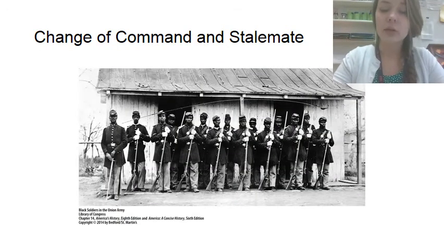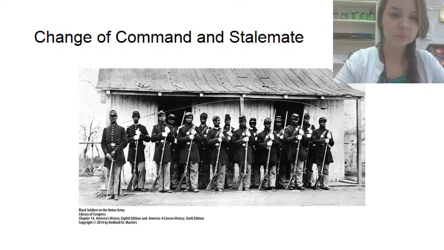So, another piece when we talk about the Civil War, you're going to see that many Northern whites initially are going to be offended by African Americans fighting for the Union. The Emancipation Proclamation, though, is going to change that public thinking on the issue. Northern whites are now going to accept blacks fighting and dying for their cause.